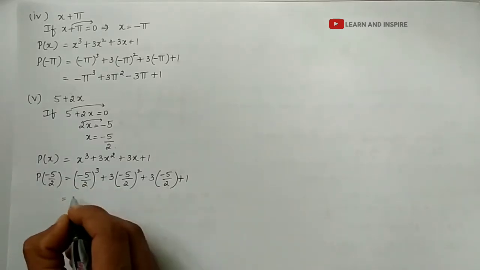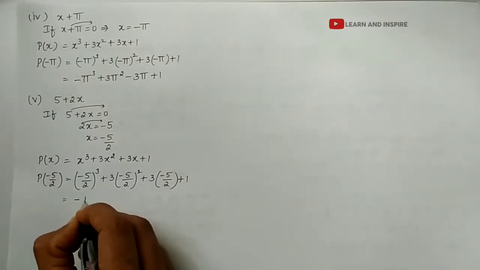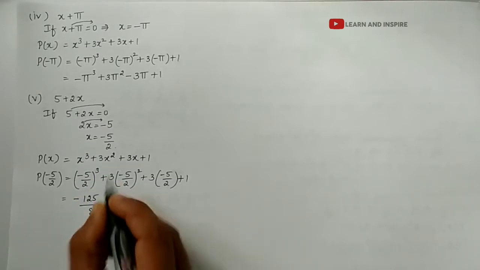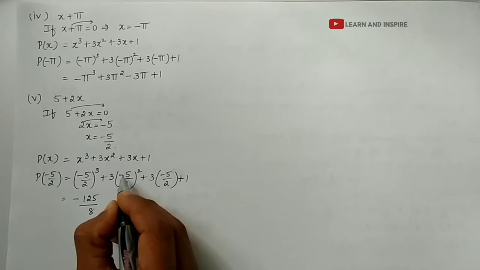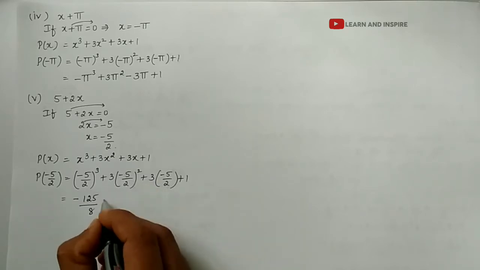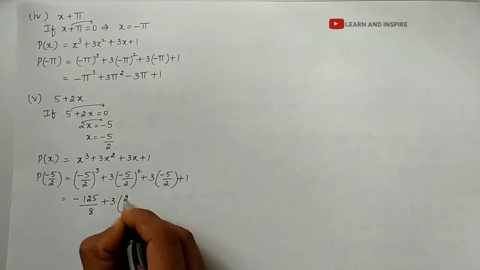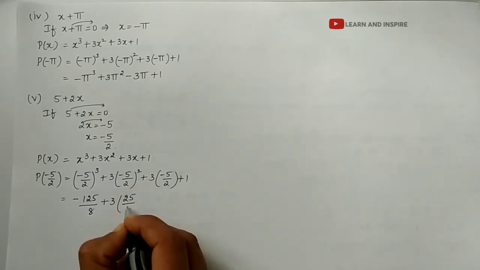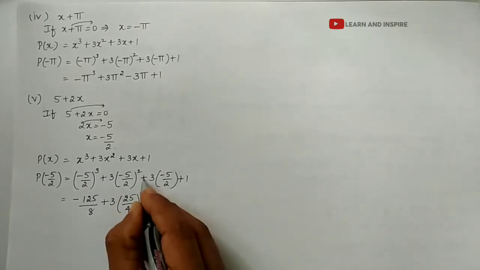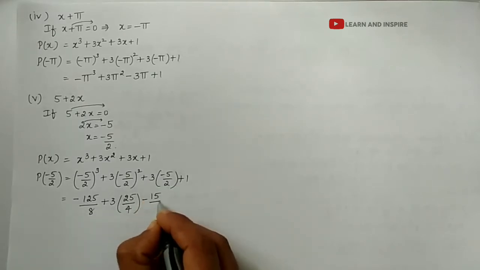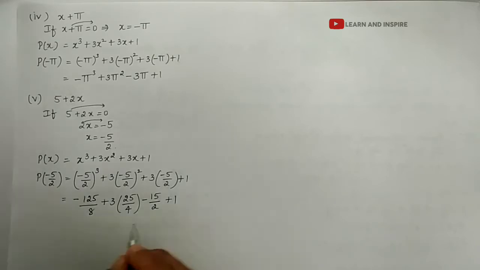Minus is multiplied 3 times. We get minus 5 cubed is 125 divided by 2 cubed is 8. Minus is multiplied 2 times. Minus into minus we get plus, so I write plus. 3 write as it is. And 5 squared is 25 divided by 2 squared is 4. Plus into minus is minus. 3 5s are 15 divided by 2, plus 1.